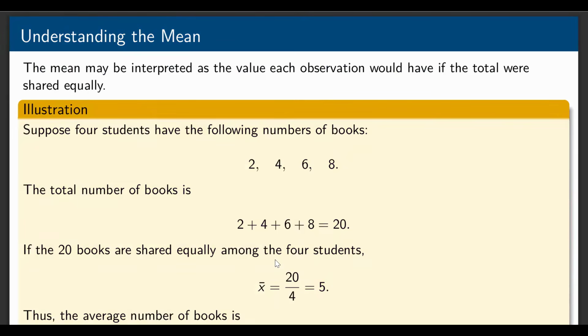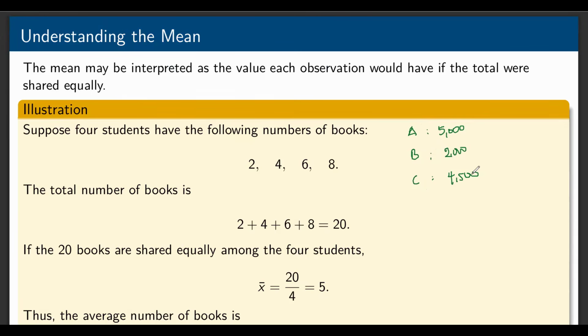The mean may be interpreted as the value each observation would have if the total were shared equally. You may have observations with different values, but just in case we're sharing them equally, let's say you have five university staff. Let me make it just three: staff A, staff B, staff C. Staff A earns 5,000 cedis, staff B earns 2,000 cedis, and C earns 4,500 cedis.